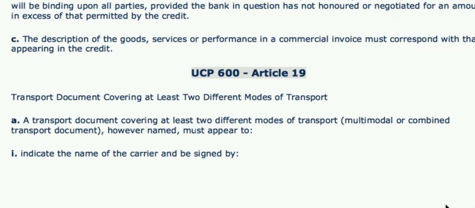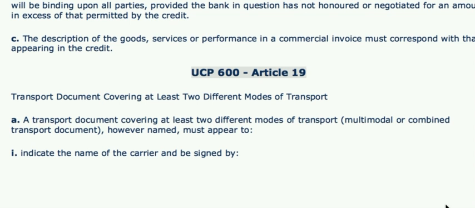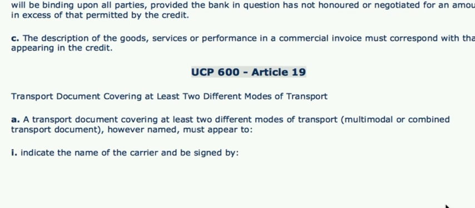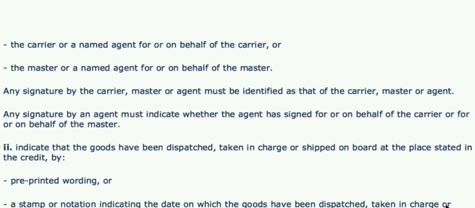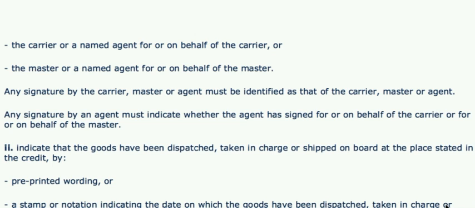so they must cover at least two different modes of transport. Suppose there is a combined transport or multimodal transport, where different modes of transport are there. They must indicate the name of the carrier and must be signed by the authorized person. All details relating to the carrier must be there, and it should be signed by the master or agent of the carrier.